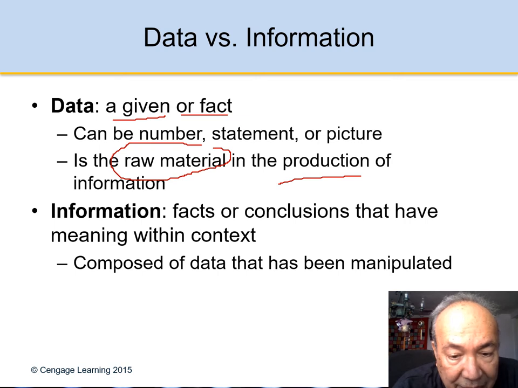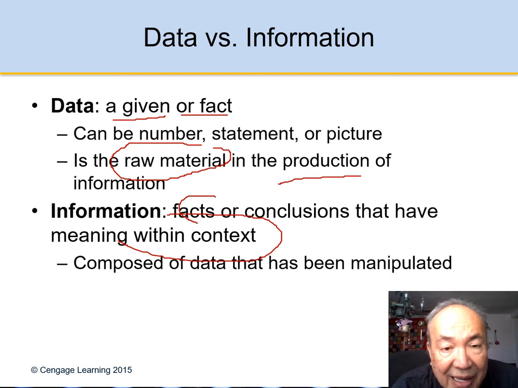Now, what is this information? These are facts, conclusions that have meaning within context. Now, what are facts? Facts are the truth that came from evidence. Evidence is something that really happened. Information is composed of data that has been manipulated. So the data has been manipulated into some other meaning. Okay.